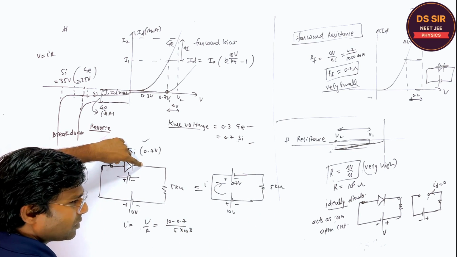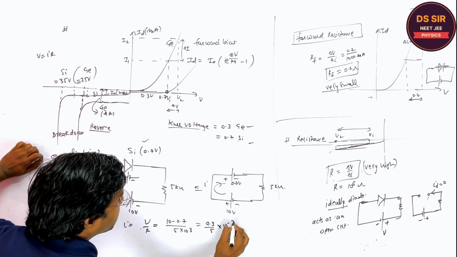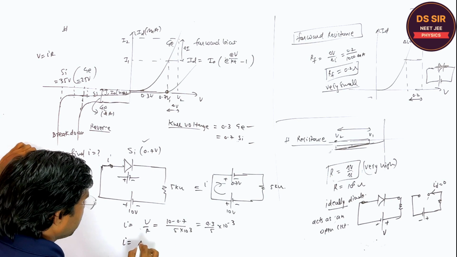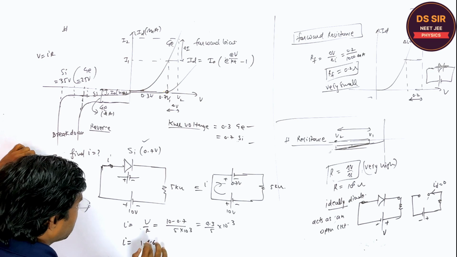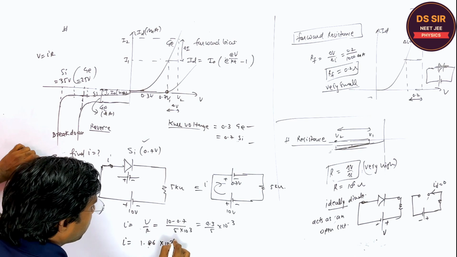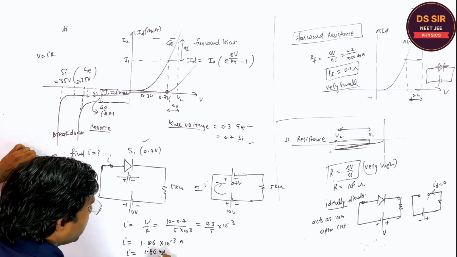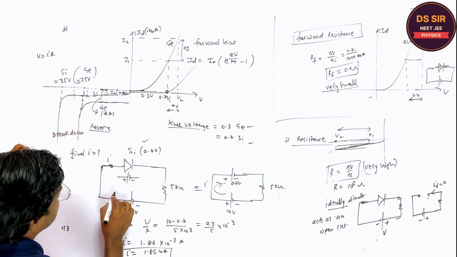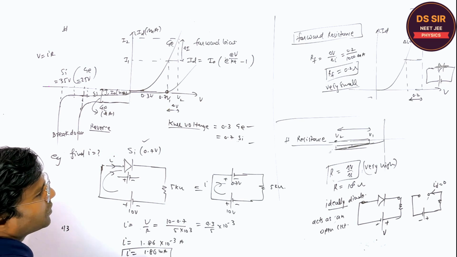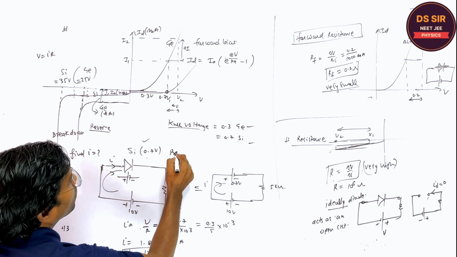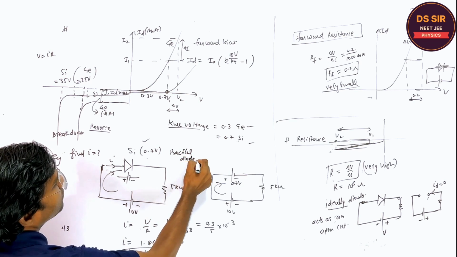Is it clear or not? So the current is 9.3 upon 5 into 10 to the power 3, which is equal to 1.86 milliampere flowing in this circuit. Sanjay, are you getting this or not? So this is the practical diode. Understood or not?